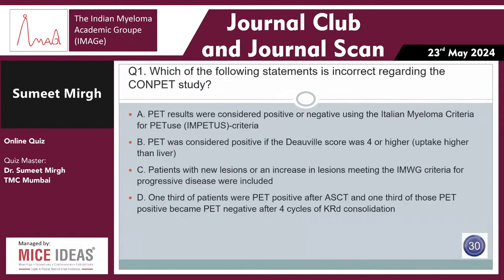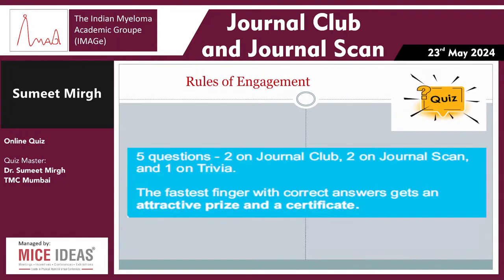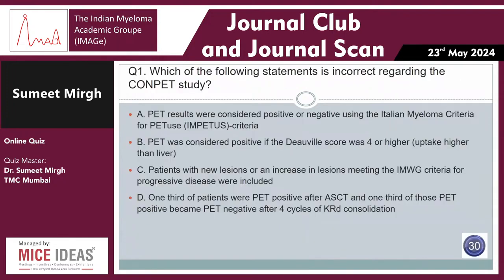As I mentioned, 5 questions, 2 on journal club, 2 on journal scan. We start with the first question. Each question will have a time slot of 30 seconds. This first question is, which of the following statements is incorrect regarding the CONPET study?